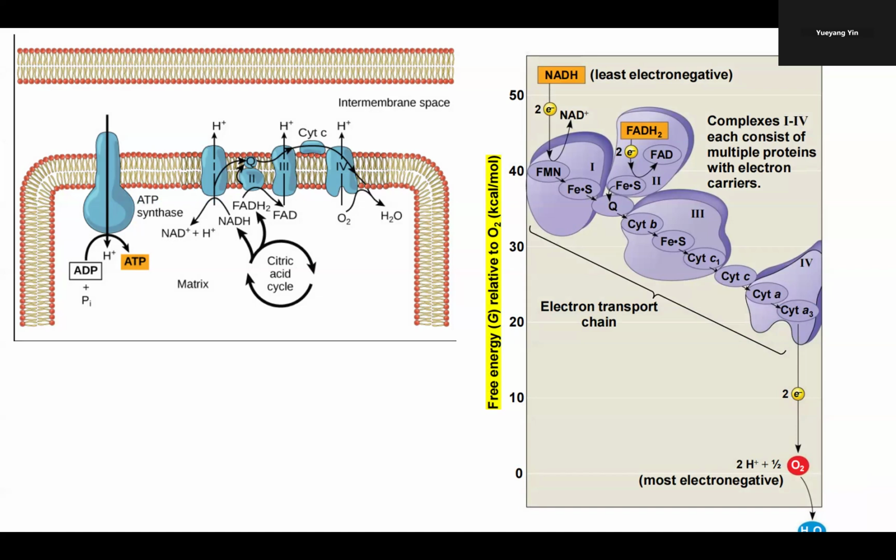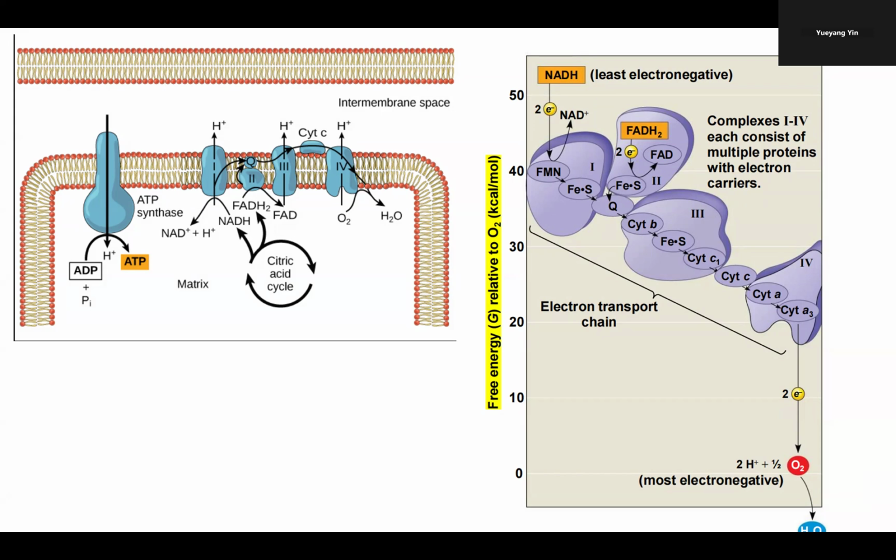NADH and FADH2 donate their high-energy electrons to protein complexes embedded in the membrane, the electron transport chain, ETC. Electrons pass from one complex to the next like a bucket brigade. As they move down the energy gradient, they release energy. This energy is used to pump protons from the matrix across the membrane into the intermembrane space.